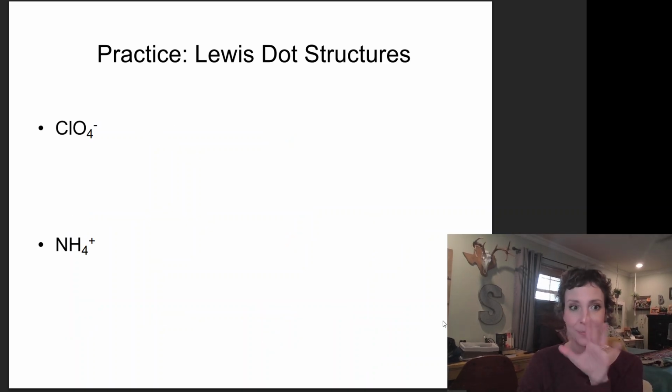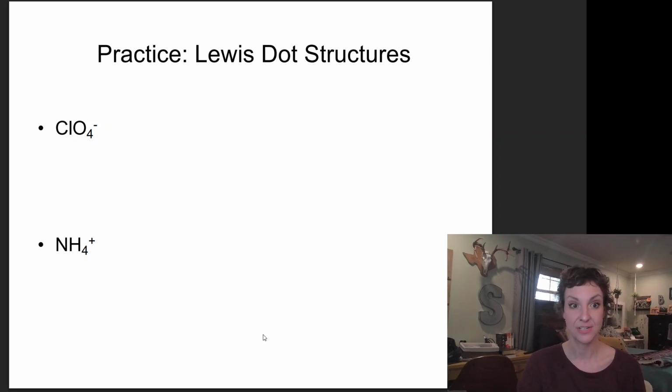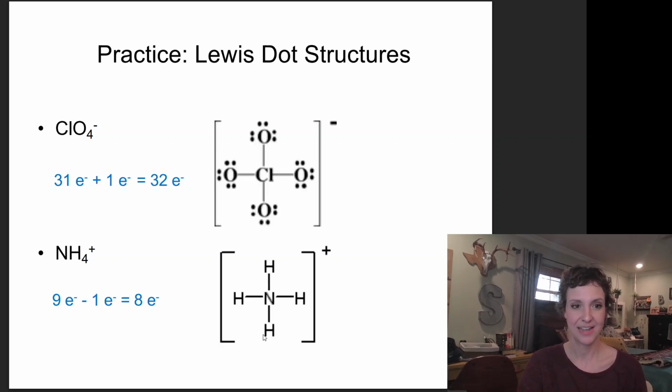Okay, here are some more. These are polyatomic ions. Keep in mind, I just said that if a polyatomic ion has a negative charge, add an extra electron to that total, and if it has a positive charge, remove an electron from that total. So you can pause the video, see if you can work these out, and then we can check our answers.